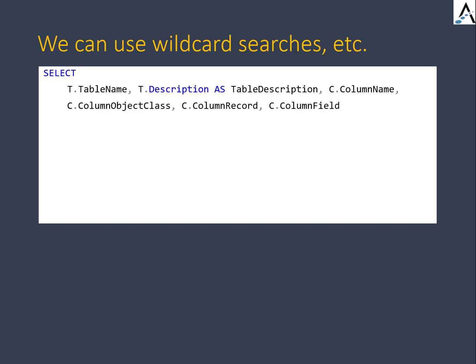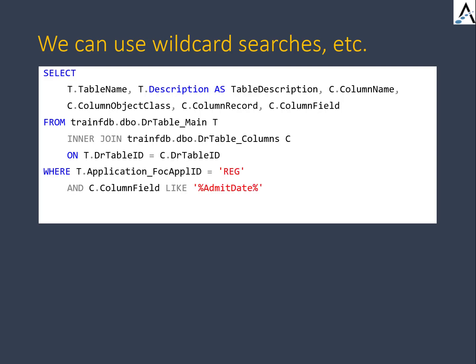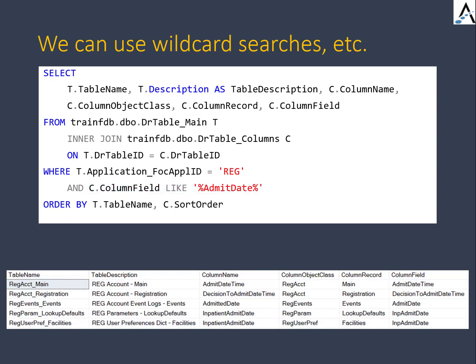We can do basic queries with SQL wildcard searches to find something in the DR based on the application, the object, the record, or the individual field name from MEDITECH. So in this example, we're searching for any column field from MAT that might be an admission date. And now we can track that down to a table and column, in this case, reg_account_main.admitDateTime in the DR.